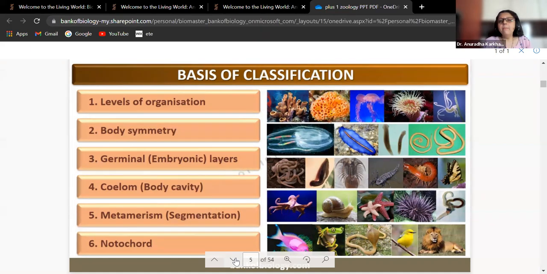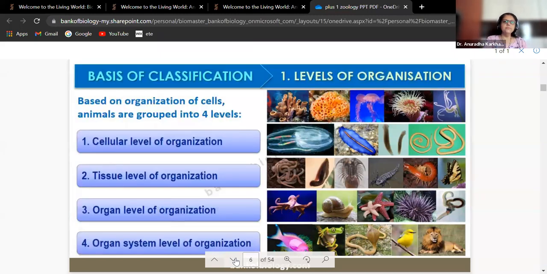So these are the six basic criteria which will classify the different animals into 11 different groups from Porifera to Chordata. ठीक है, एक एक को देखेंगे. First, level of organization. Based on organization of cells, animals are grouped into four levels. Cellular, tissue, organ and organ system. Correct? एक एक complex बढ़ता जाएगा. Cellular का सबसे पहले हम देखेंगे.